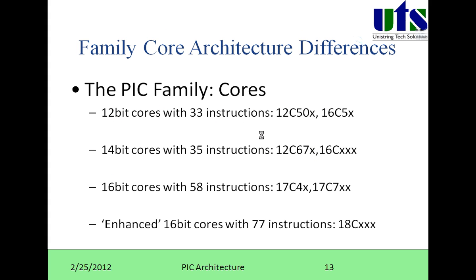So for each family, how many instructions does it take? When coming to the 12-bit code, it takes 33 instructions. When coming to the next family, it takes 35 instructions. All these are RISC properties, so there is a fixed number of instructions. When coming to the 17 family, it takes 58 instructions. When coming to the 18 family, it is 77 instructions. Now we are dealing with the 18F microcontroller, right? It has 37 instructions.